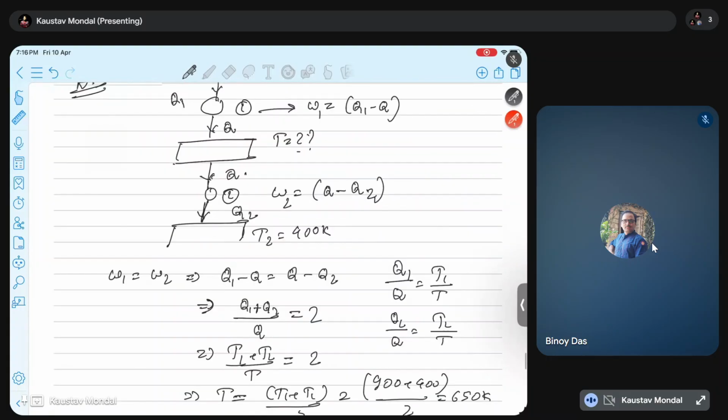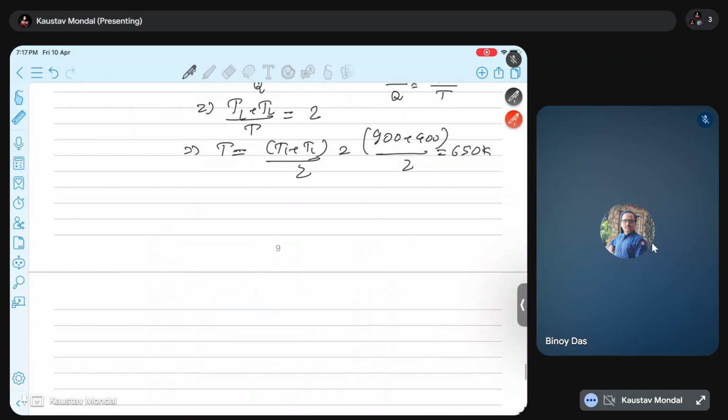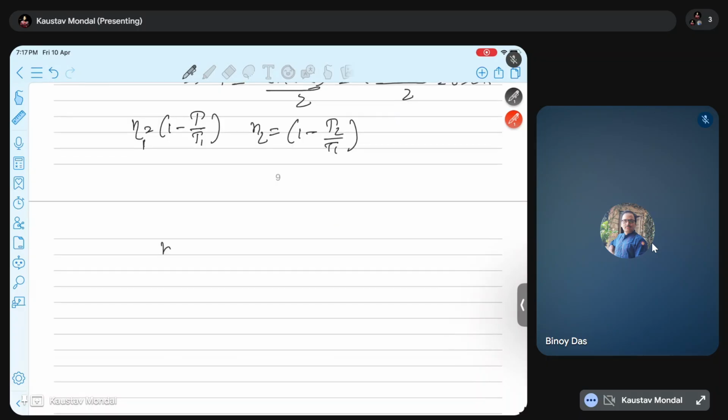Now the second situation, what is it telling? The efficiency of the two engines is equal. The first case was where the work done was equal. Now in the second case the efficiency is equal. The efficiency formula for the Carnot engine is eta equals 1 minus T low by T high. So for the first engine eta 1 is 1 minus T by T1, and for the second engine eta 2 is 1 minus T2 by T. Since the efficiencies are equal, eta 1 equals eta 2, so 1 minus T by T1 is equal to 1 minus T2 by T.